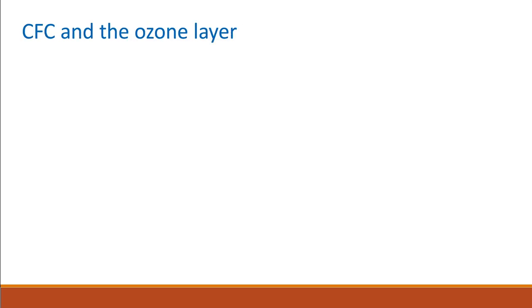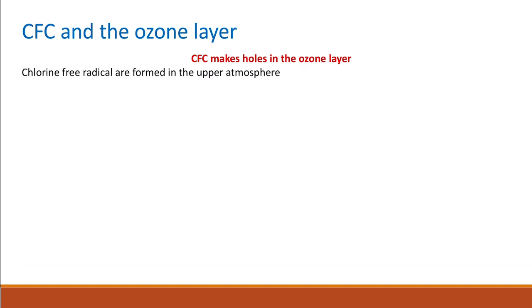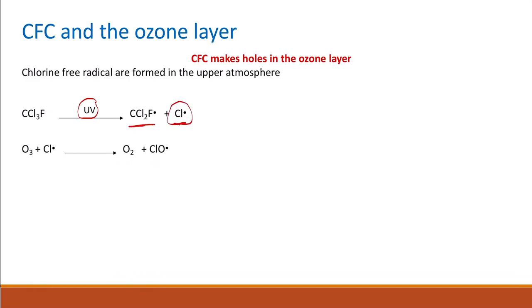An example also of the UV free radical chain reaction is the reaction of CFCs and their effect on the ozone layer. We know that CFCs make holes in the ozone layer because they react with the ozone and change it into oxygen. So CFC, which is a chlorofluorocarbon, under the effect of UV light in the upper atmosphere, will give you the chlorine free radical and the CCl2F free radical as well. The chlorine free radical is the important free radical here because it can react with the ozone to give you oxygen and the ClO free radical.